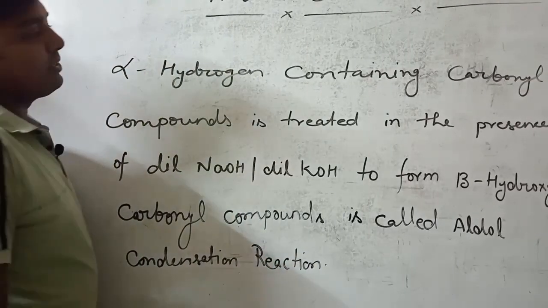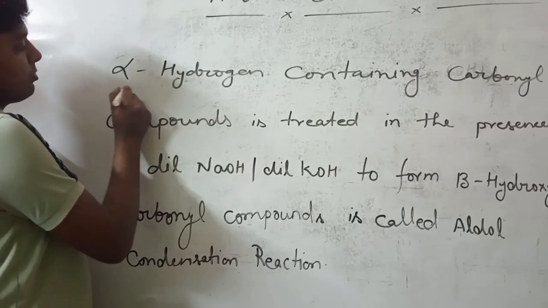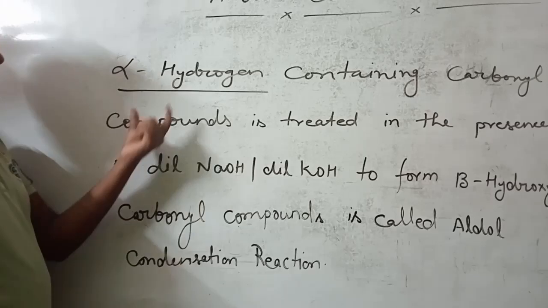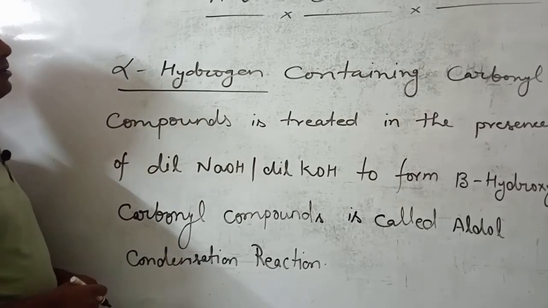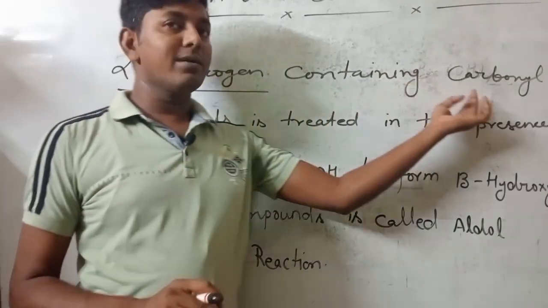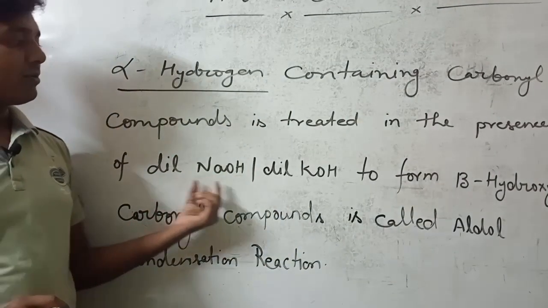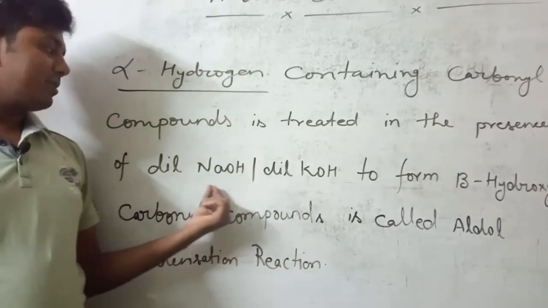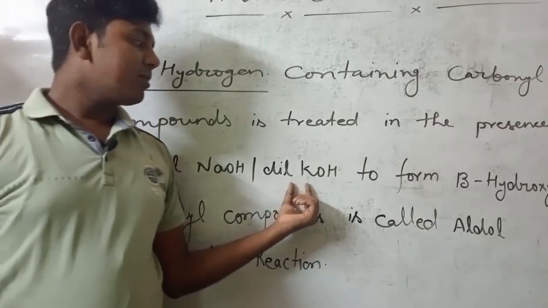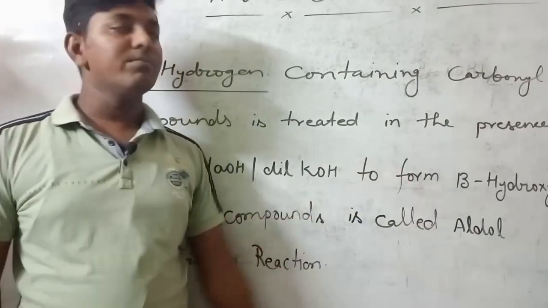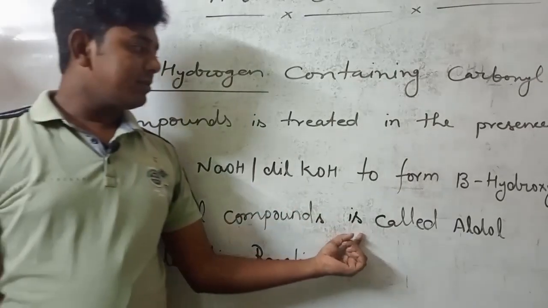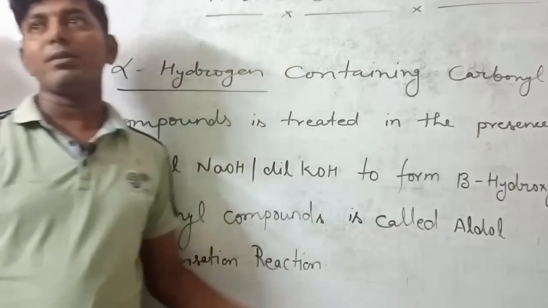According to the definition, for the functional group, the nearest carbon atom is called the alpha carbon, and its hydrogens are known as alpha hydrogens. So alpha hydrogen containing carbonyl compounds react with sodium hydroxide or potassium hydroxide in a basic medium. Basic medium means dilute NaOH or dilute KOH, to form beta hydroxy aldehyde or beta hydroxy ketone. This reaction is known as the aldol reaction.